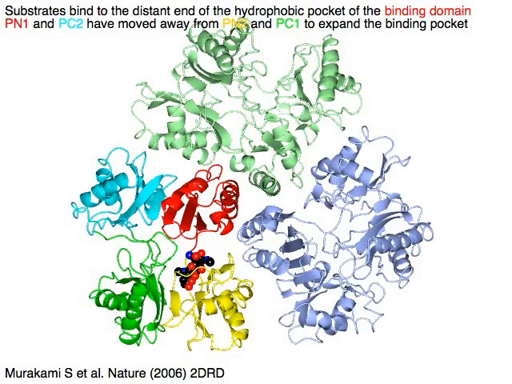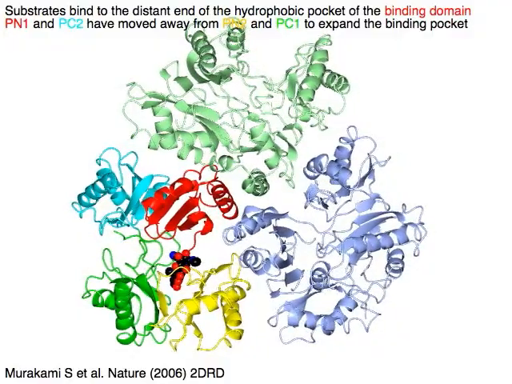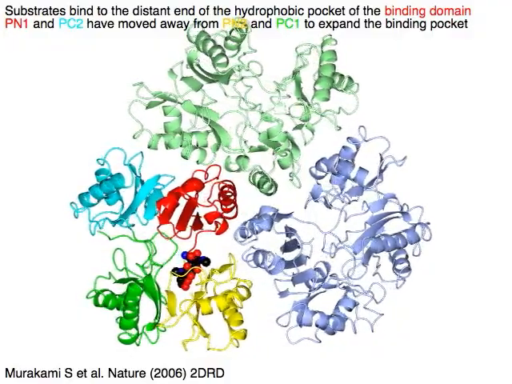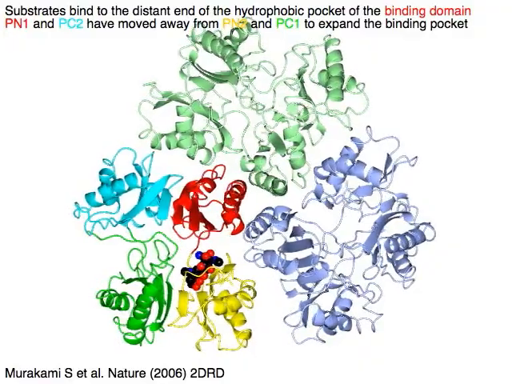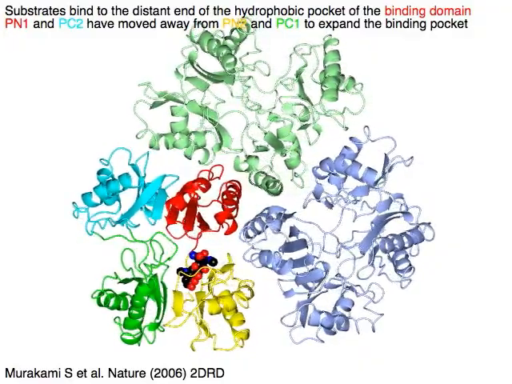Substrates bind to the distal end of the hydrophobic pocket of the binding protomer. PN1 in red and PC2 in cyan have moved away from PN2 in yellow and PC1 in green to expand the binding pocket.